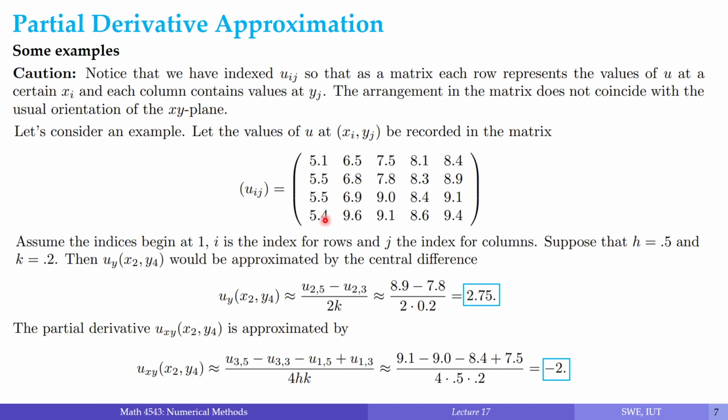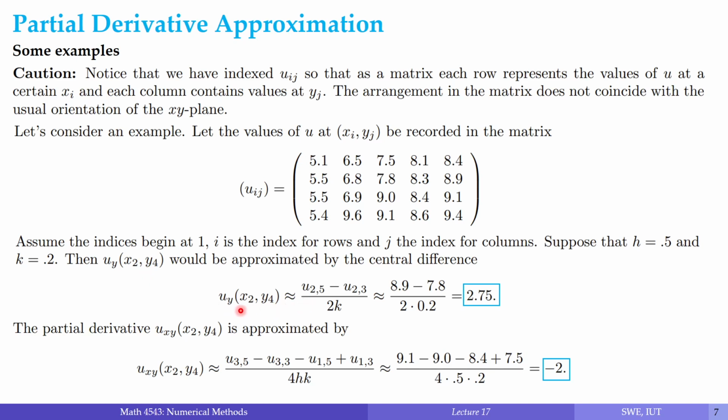Fine. So the question says, suppose that your step size along the x direction is 0.5 and your step size along the y direction is k, which is 0.2. Then it asks us to find the value of u sub y at the point x sub 2 comma y sub 4. So u sub y, if you recall, is the same as finding the partial derivative of our bivariate function u with respect to y at this particular point.